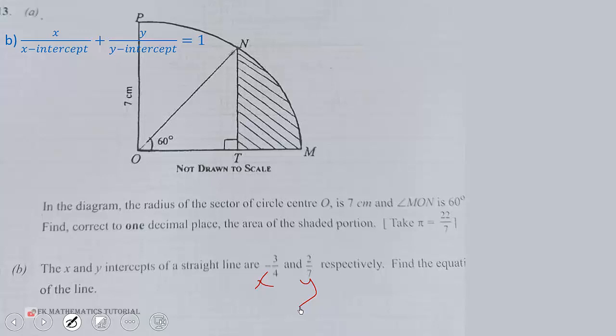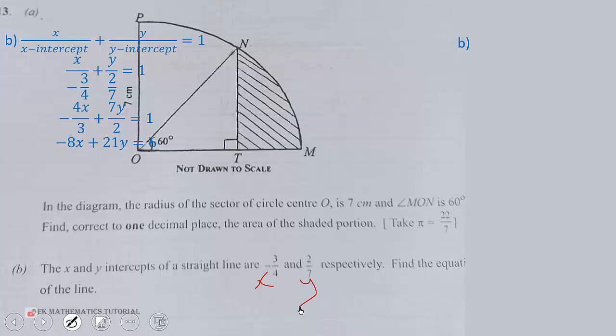So x-intercept is negative 3 over 4, you fix it there. Y-intercept is 2 over 7, so you fix it there. That will be equal to 1. So when we simplify this, we get negative 4 over 3 x plus 7y over 2 equal 1. Or negative 8x plus 21y is equal to 6. You can end there. Or you can multiply through by negative 1 to get 8x minus 21y is equal to negative 6.